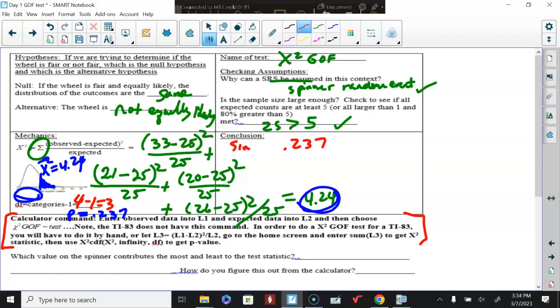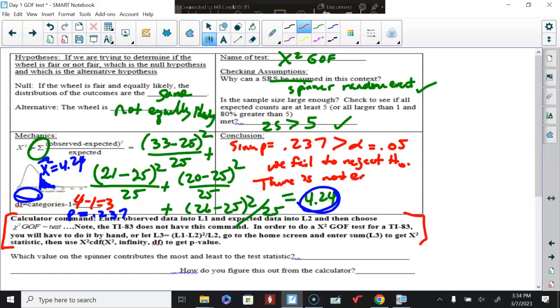So we're going to say since our p-value, which is 0.237, is greater than alpha, which if we don't know what it is, we just write alpha being 0.05, we fail to reject the null hypothesis. Now, if we fail to reject the null hypothesis, then you say there is not enough evidence for our alternative hypothesis. But again, we want to make sure we use context, so we don't write that.